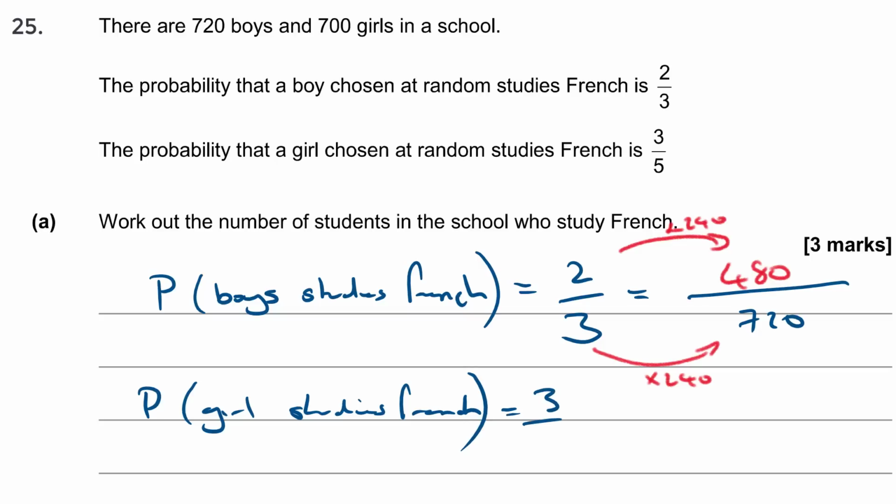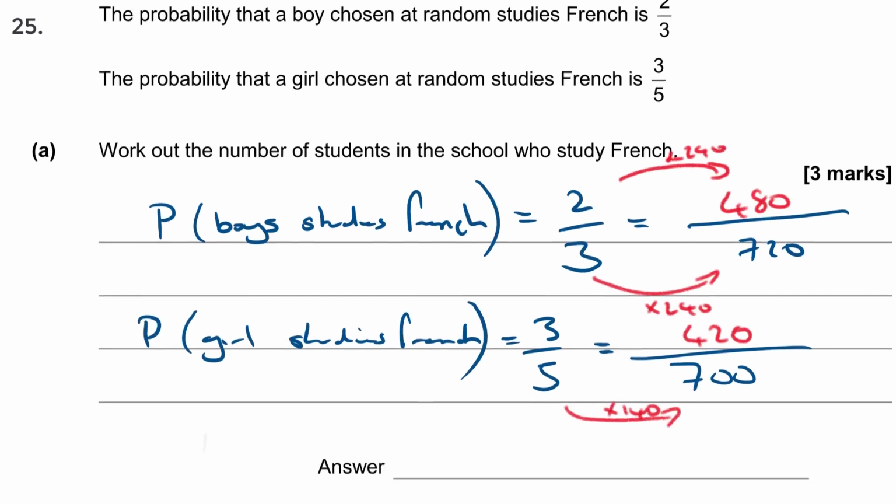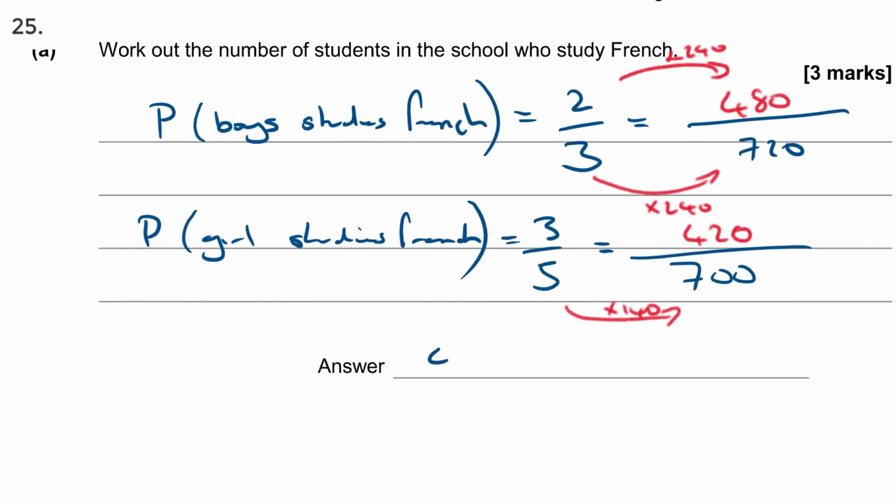That's equal to 3/5. And we know that the total number of outcomes for girls was 700. How many times does 5 go into 700? 5 goes into 700 140 times. So multiplying 3 by 140: 140, 280, 420. So there must be 480 boys studying French and 420 girls. So in total, it's 480 plus 420, which is 900. 900 students.